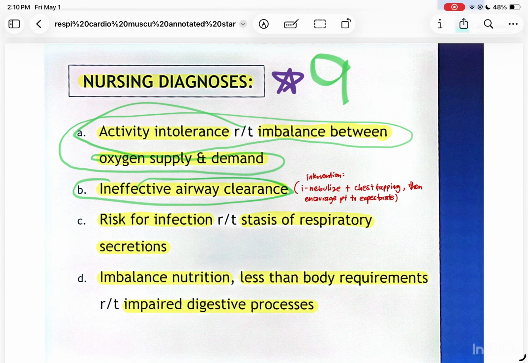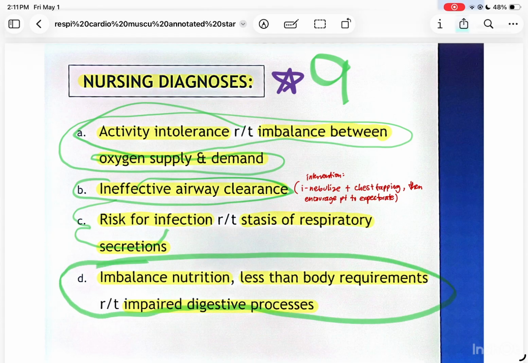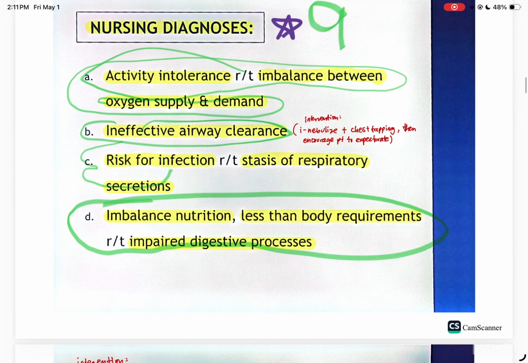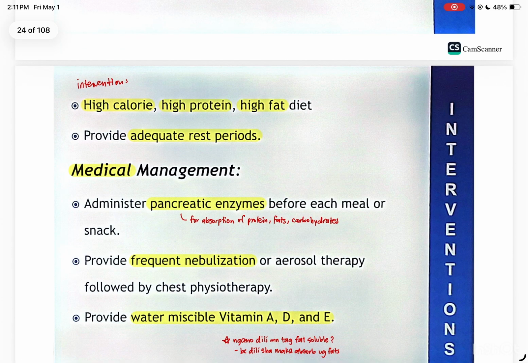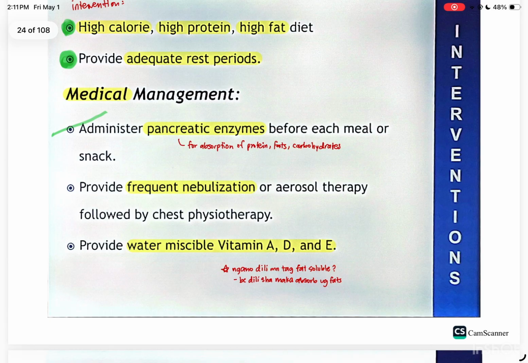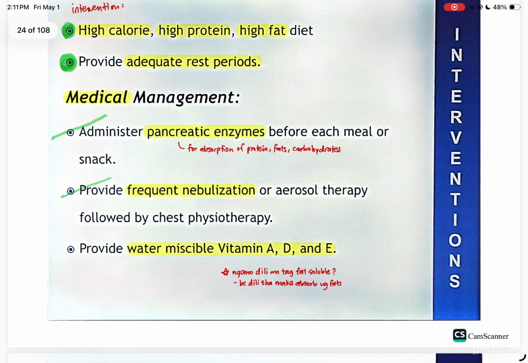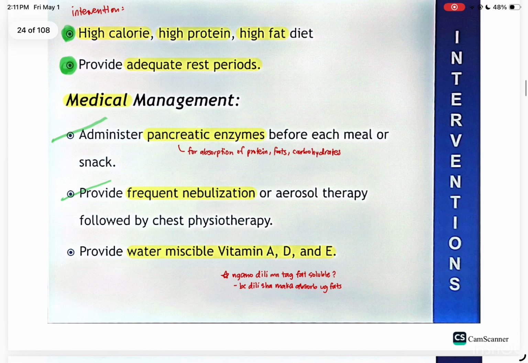So, nursing diagnosis is activity intolerance related to imbalance between oxygen supply and demand. Ineffective airway clearance, intervention na to ana kay nebulize and chest tapping. Risk for infection related to stasis of respiratory secretions. Imbalanced nutrition less than the body requirement related to impaired digestive processes. So, high calorie, high protein, high fat diet. Provide adequate rest period.